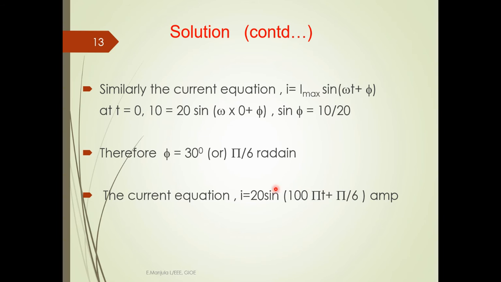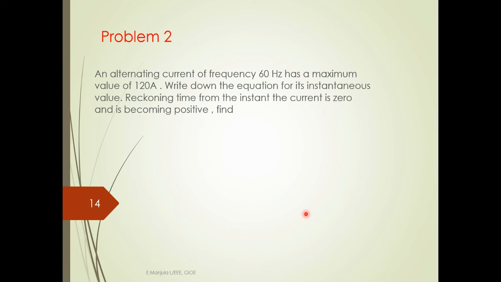How are you getting this 100? Omega is 2 pi f, right? So 2 into f, that is 2 into 50, is 100. Okay. We will go to the next problem.